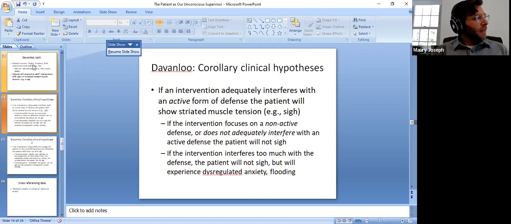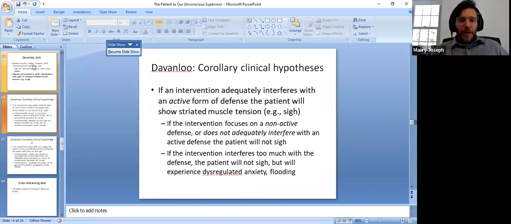So, you know, does not adequately interfere is something like, say the patient has a detached, contemptuous way of relating to you. It's kind of a transference resistance, a reenactment of a pathological pattern from their past in their relationship with you. And you try to comment on it, but you only wind up commenting on one aspect of it, right? Like their gaze avoidance. Per this hypothesis, that intervention won't be powerful enough. It won't adequately interfere with the resistance enough to produce a sigh.